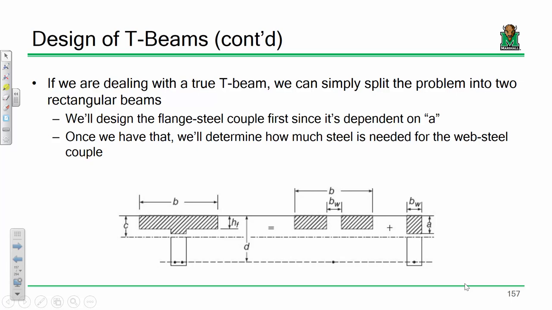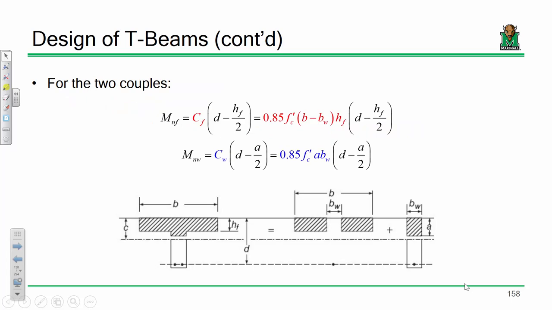So what I propose is that we say the total amount of steel is going to be however much steel we need for this plus however much steel we need for that. We're going to treat each couple independently, and that's how we're going to figure this out. Now, how's that going to work? Well, let's look at our expressions. Do we recognize these formulas? We did that in our last example.